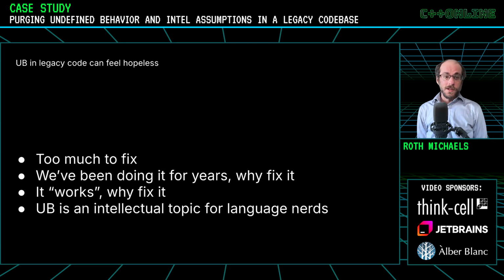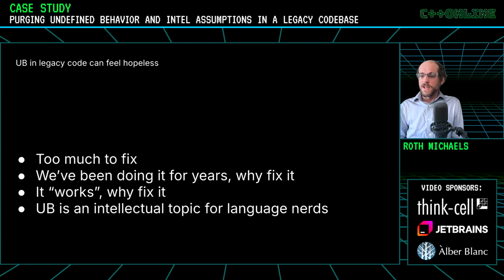So like I said, UB in legacy code can feel hopeless. Some of the things I've heard are: there's too much to fix, so it's not worth it; we don't have time; we've been doing it for years, so what's the problem, why fix it; or it works, the tests pass, the codegen looks okay. And after the first time I gave this talk, I heard feedback that it's an intellectual topic for language nerds, and everyday programmers don't need to care about this.